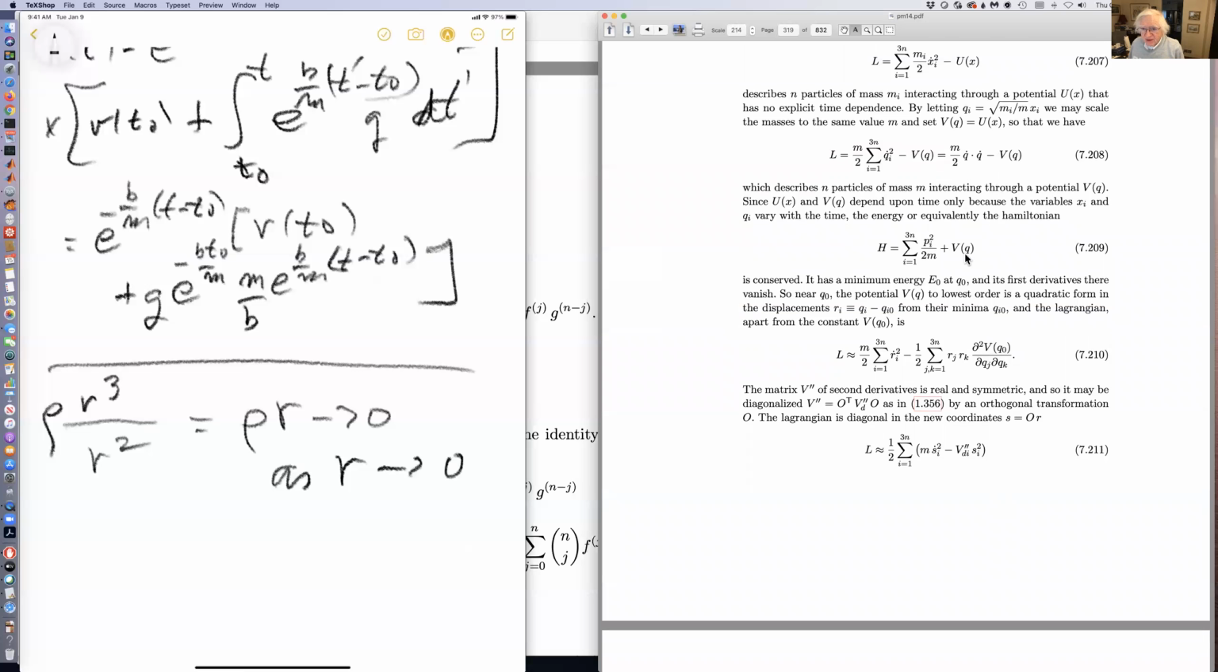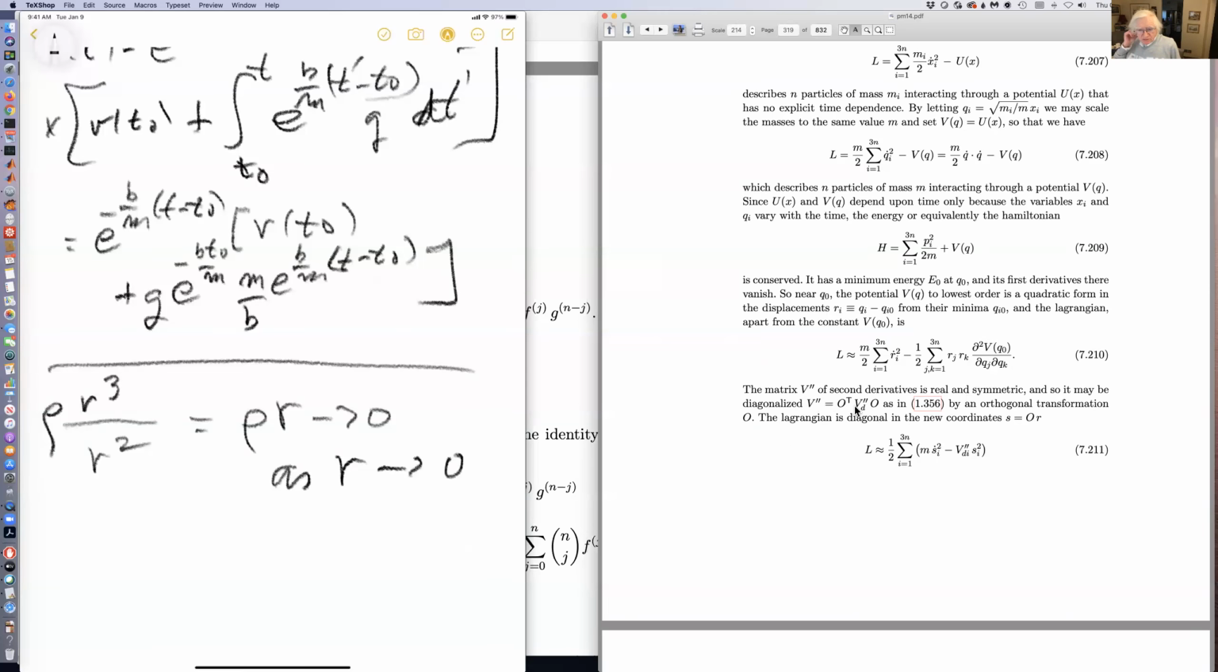And let's suppose then that the V of Q has a minimum somewhere, at Q0. And in this case, then at low temperatures, or if we start it near Q0 and don't give it too much of a kick, the system is going to be sitting near Q0. And so if we expand the potential near Q0, letting R_i be Q_i minus Q_i0, we then have this as the Lagrangian. In other words, the approximate Lagrangian for when all the particles are near the minimum of the potential has this form. And we can call this V double prime, the matrix of second derivatives.